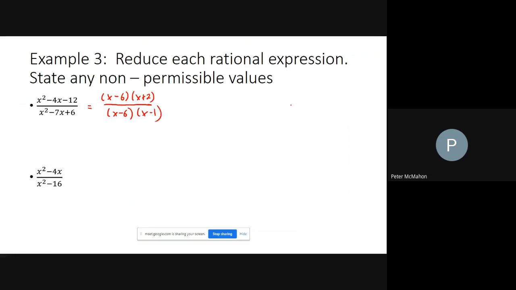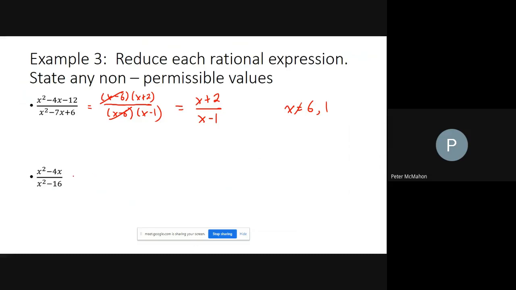Let's do our non-permissible values first. An x value of 6 will make this part equal to 0, which will make the whole thing equal to 0. Or an x value of 1 will make this part equal to 0 as well. So here are the non-permissible values. Now I have a common factor of x minus 6 on top and bottom, so those can cancel out, and my reduced fraction is x plus 2 over x minus 1.